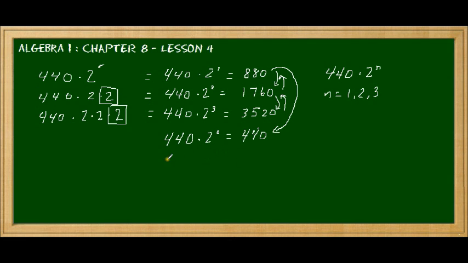So now we're going to go into 440 times 2 to the negative first power, and we have 440 times 2 to the negative 2 power. And then we're going to go 2 to the negative 3 and 2 to the negative 4. And you're going to see the effect that I just illustrated. That's 440 times 2 to the negative 3 and 440 times 2 to the negative 4.